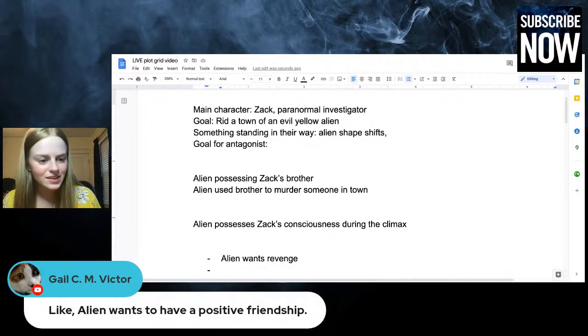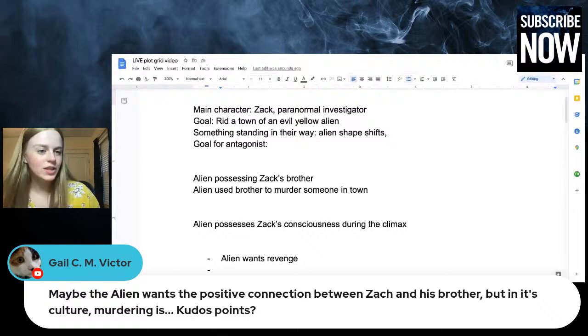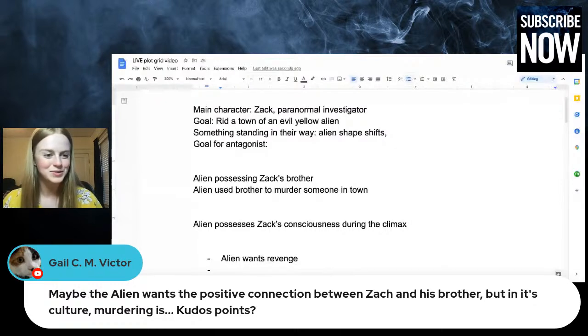That's very possible. Like the alien wants to have a positive friendship. Oh, so the alien wants to mend a friendship between Zach and his brother. I'm not sure I 100% understand, Gail, what you mean. Could you clarify whether you mean the alien wants a positive connection between them, like to heal a broken relationship, or if the alien wants the kudos points for murder?